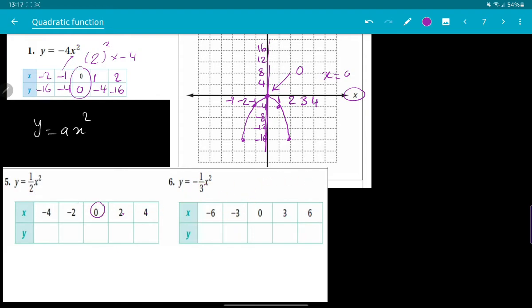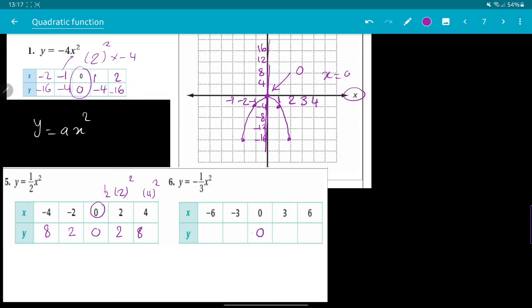Now substitute with 0, will give you 0. 2. 2 squared is 4. Multiply half is 2. And also here 2. 4 squared is 16. Multiply half is 8. So this is 0, 2, and 8. I need only to complete the table, so don't worry about the graph.